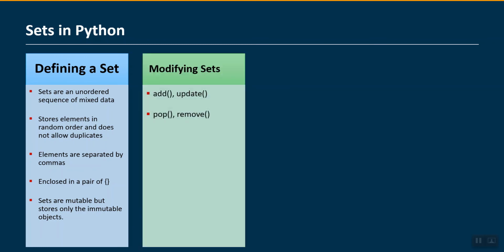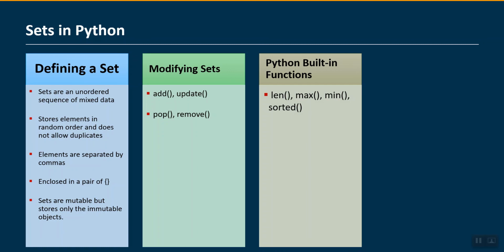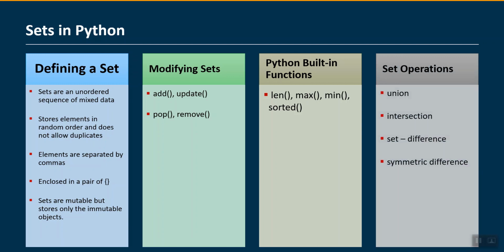We saw how to modify sets. We saw how to add an object using add function. Then we saw update. We saw pop, remove to remove the elements from the set. We also saw some built-in functions like length, min, max, sorted. And at the end, we saw some set operations like union, intersection, set difference, and symmetric difference.